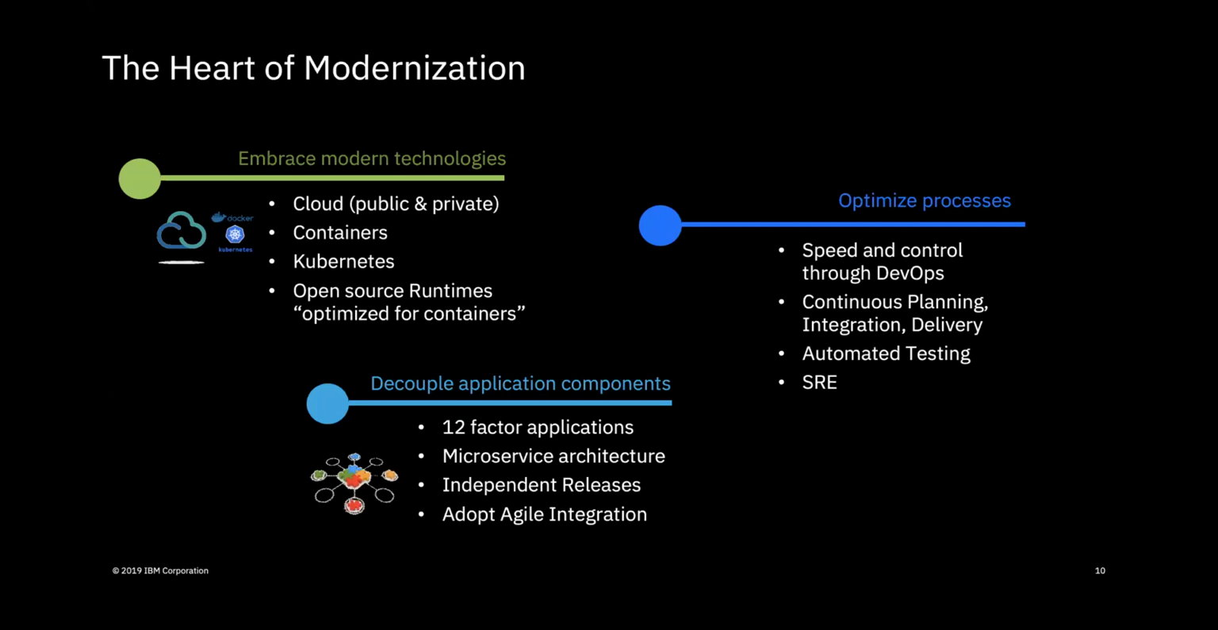The heart of modernization is really around embracing new technology. So cloud, containers, Kubernetes. In order to really embrace a lot of this new technology, you have to decouple the components. There's a set of patterns out there. One you might hear referred to as 12-factor applications, but there are other microservice-based architectures. It's really about adopting agile technology and taking what were monolithic applications and breaking them down into smaller things so that you can update them faster and you can follow a process whereby you can deliver applications to the market faster. And then finally, once you've done that, you can begin to start looking at speed of development through DevOps, continuous integration, automated testing, and an SRE kind of process.